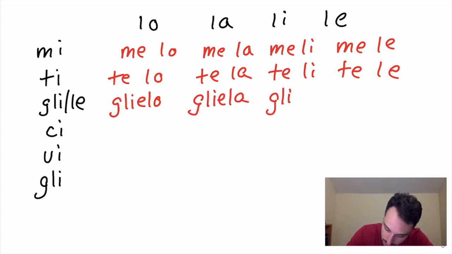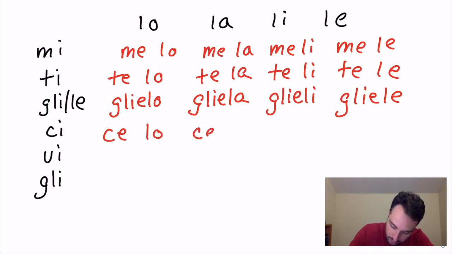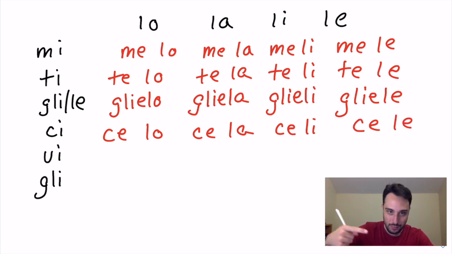G-L-I-E-L-A, G-L-I-E-L-I, G-L-I-E-L-E. See how that works? Now we're going to do chi. Chi becomes che, che lo, che la, che li, che le. And you see the pattern now?